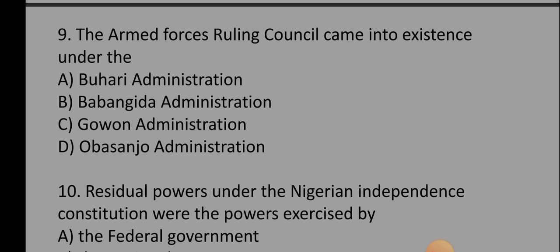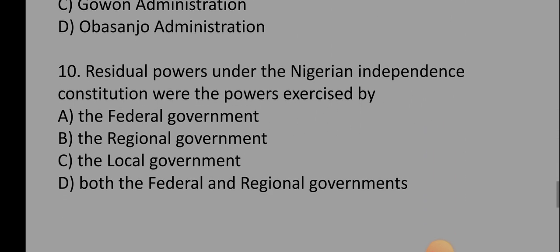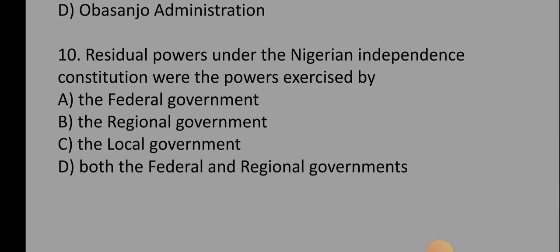Okay. So the next one is, the residual powers under the Nigerian independence constitution were the powers exercised by dash. A. The federal government, B. The regional government, C. The local government, D. Both the federal and regional government. So the correct option there is option B, which is the regional government.